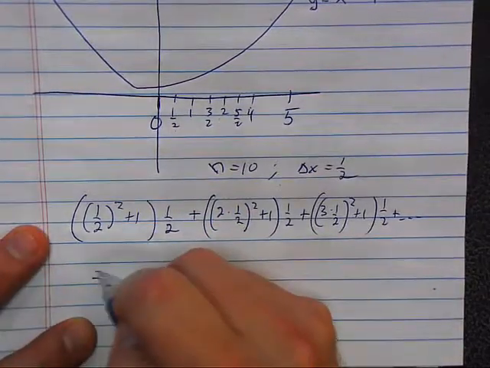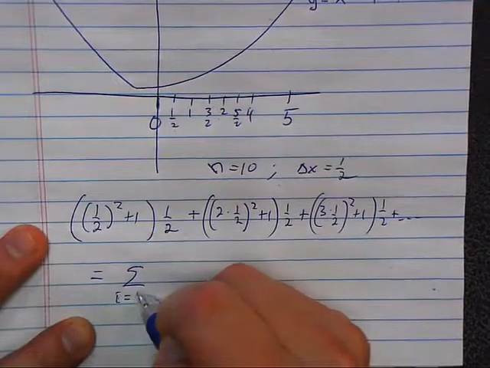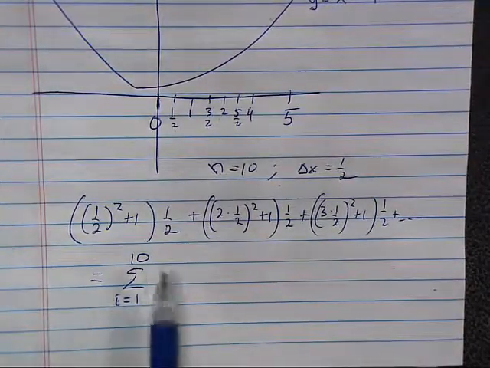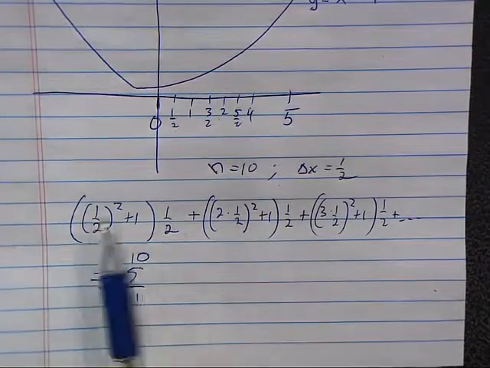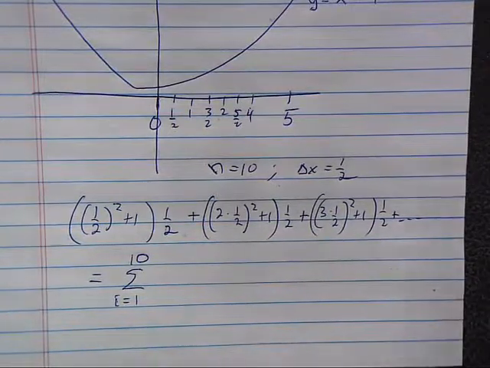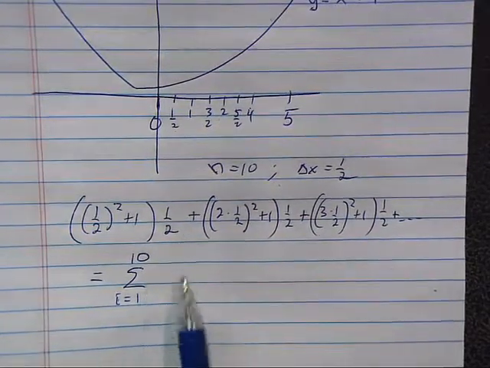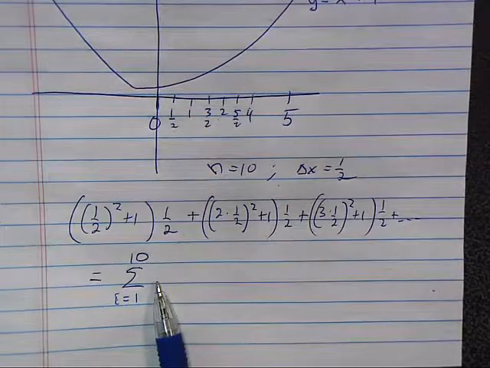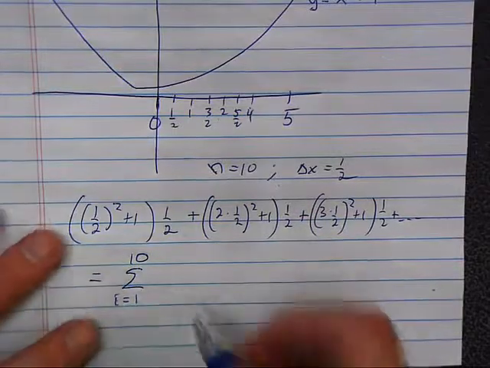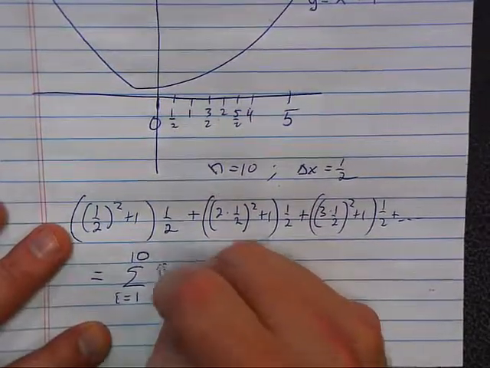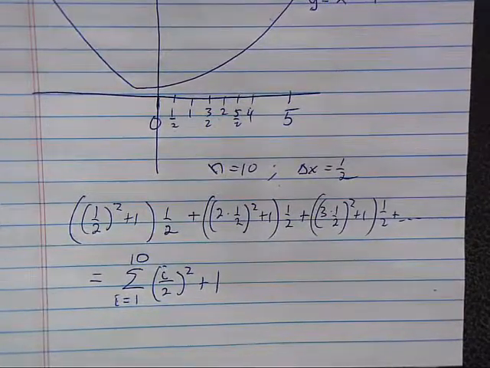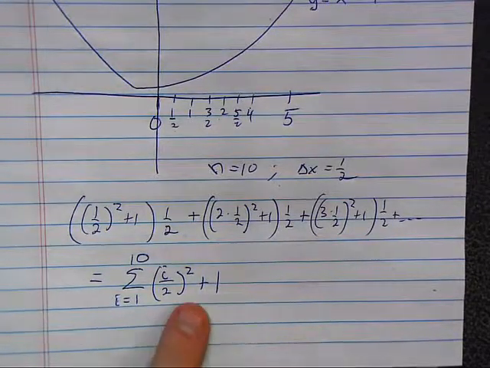But look how this works out now when I write my summation. The sum from i equals 1 to 10. What number do I plug in? I plug in 1/2, then 2 halves, then 3 halves, then 4 halves, then 5 halves, then 6 halves. So what do I plug in here? i over 2, because I plugged in 1/2, 2/2, 3/2. So I'm just going to have i over 2 squared plus 1, times a half. Excellent. This is the height of the rectangle.